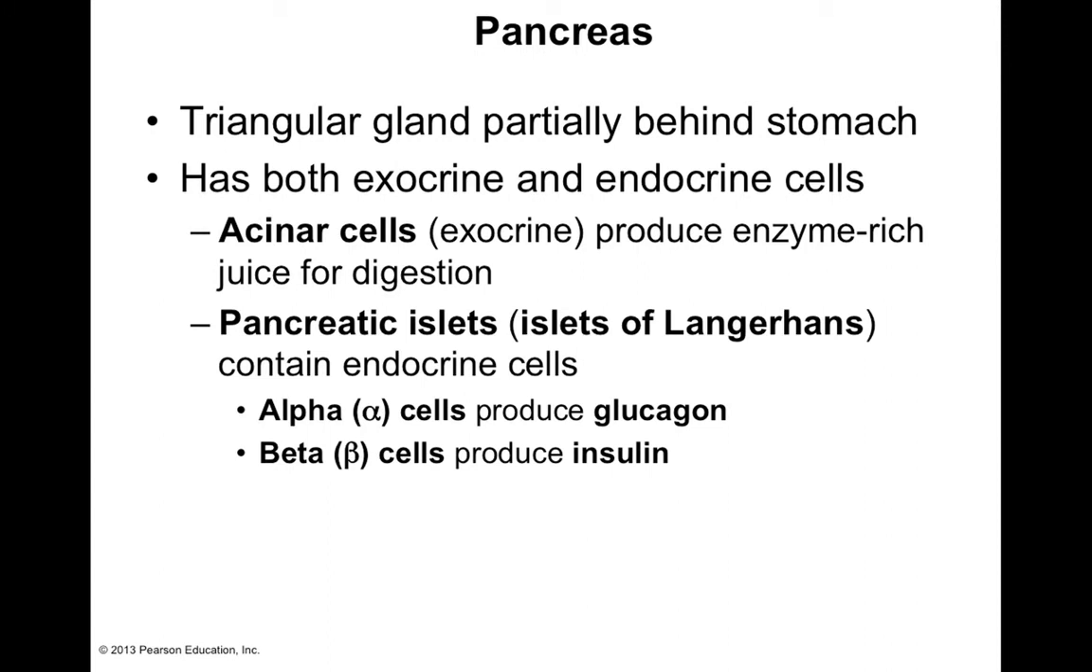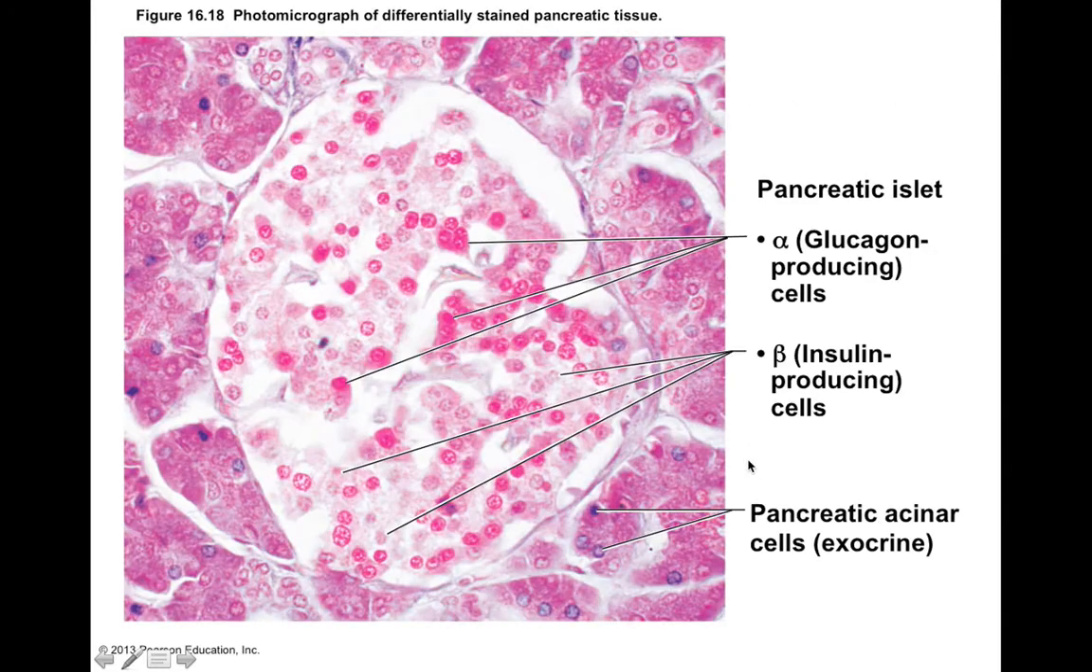Now, the endocrine function of the pancreas comes from little islands of cells called pancreatic islets, also called the islets of Langerhans. These contain endocrine cells that release different hormones, like alpha cells and beta cells. Now, the alpha cells of the pancreas secrete the hormone glucagon, and the beta cells of the pancreas secrete the hormone insulin. Both glucagon and insulin are antagonistic, meaning that they oppose the effects of each other.